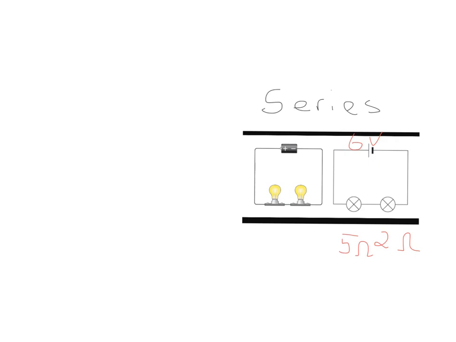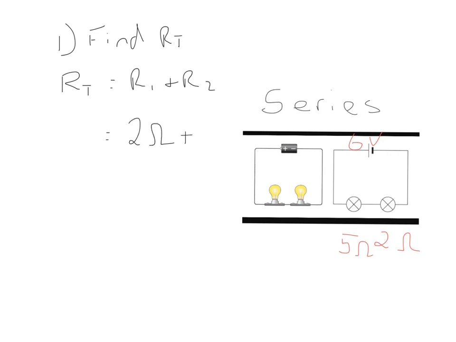Now the first step for any of these problems is to identify what our total resistance is. So step 1, find RT. Because we have a series circuit, we know RT equals R1 plus R2, which means that 2 ohms plus 5 ohms is our RT, which is 7 ohms. So now we know that our total resistance is 7 ohms.